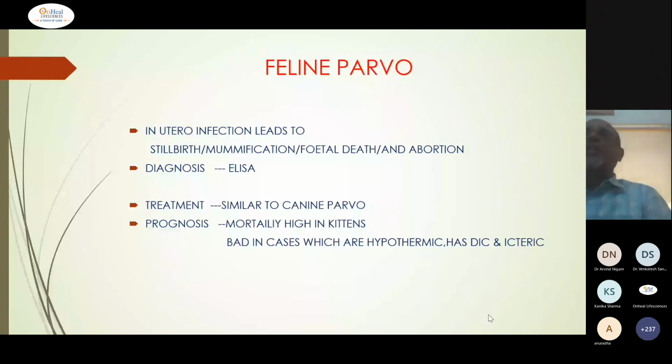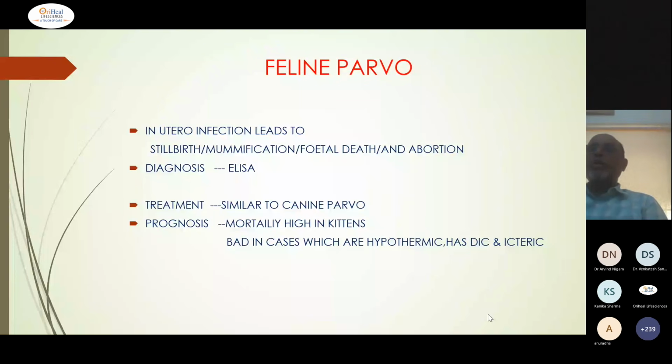In utero infection with feline parvo leads to stillbirth, mummification, fetal death, and abortion. If your queen is going to have stillbirth, mummification, fetal death or abortion, you should think about feline parvo. Diagnosis is by ELISA. Treatment is similar to canine parvovirus. You give crystalloids, colloids, and 4-quadrant antibiotics, metoclopramide and ondansetron. These are the drugs to use in feline parvoviral gastroenteritis.